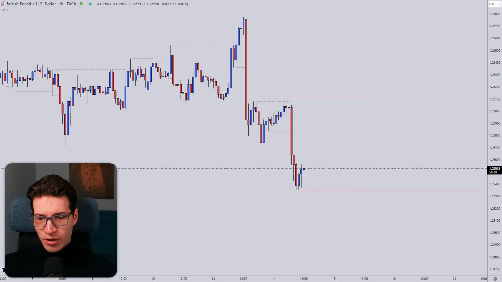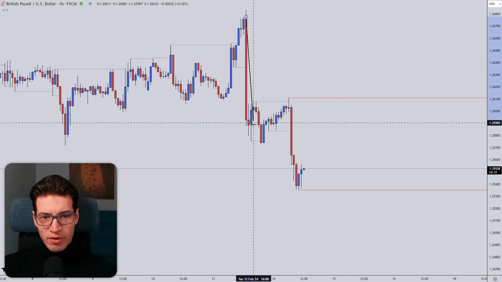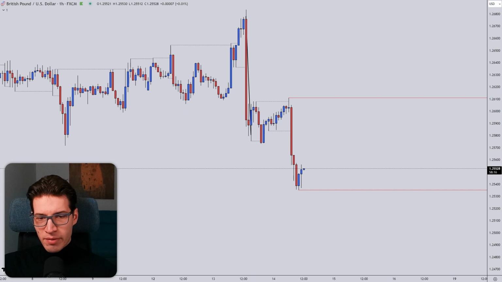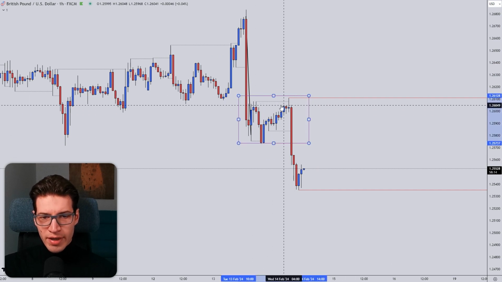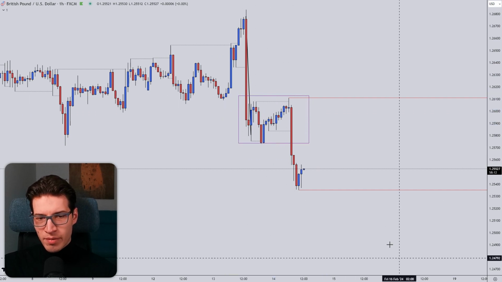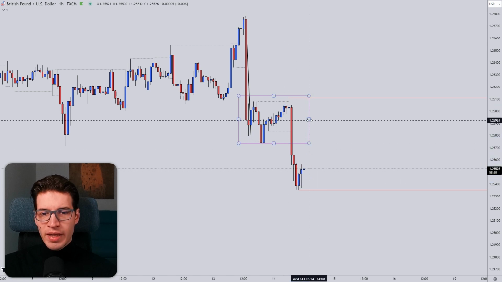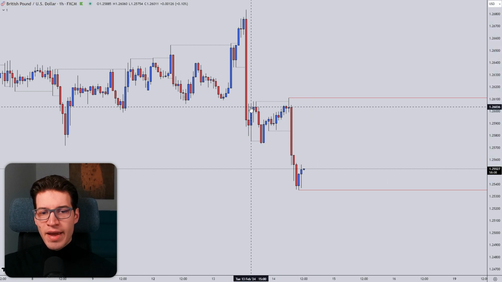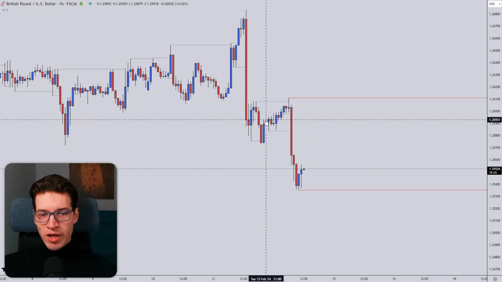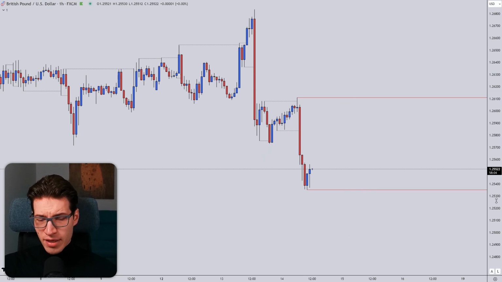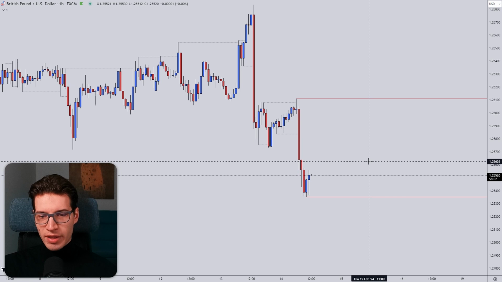So we definitely got a nice push down. Yeah, we did break the structure. We broke the high here. We kind of ranged around, but then momentum kicked back in again. So for me, I classify this price action as a downtrend with a break of structure. So this is to me high probability to continue going down.